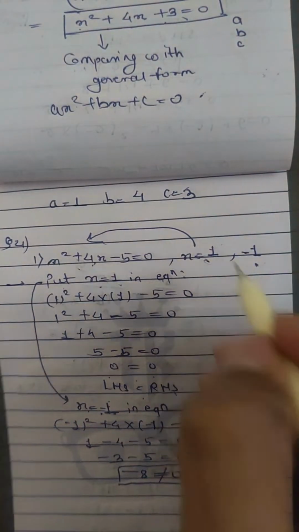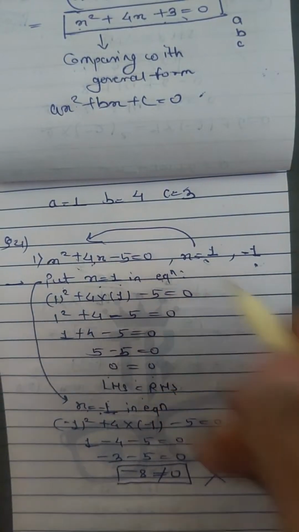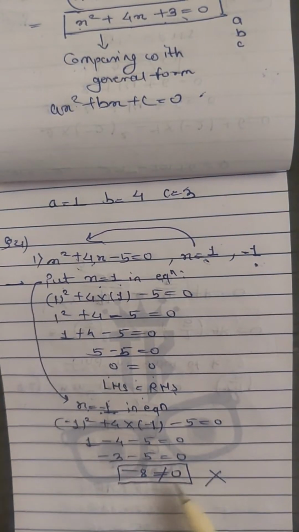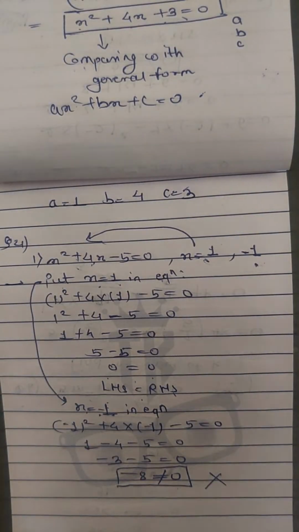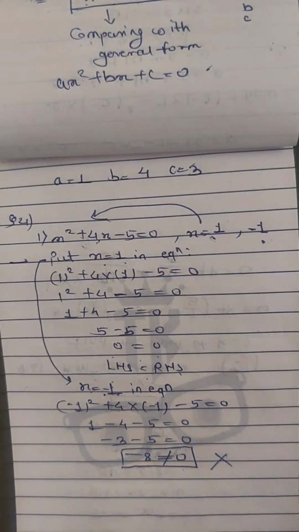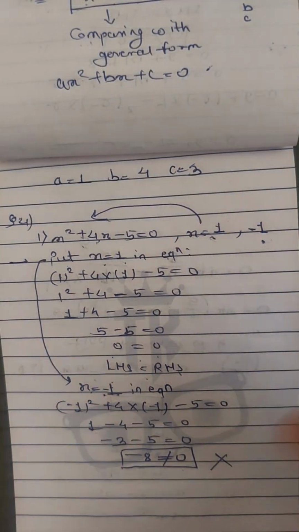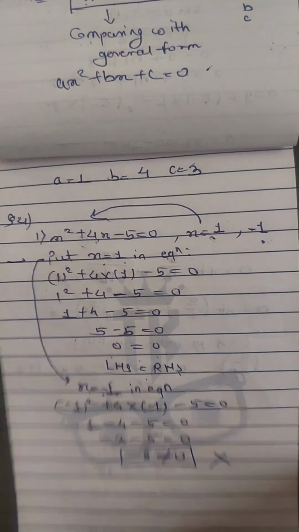And when we put x is equal to -1 in this equation, x square plus 4x minus 5 equals 0, we get that -8 is not equal to 0. That means x is equal to -1 does not satisfy this particular quadratic equation, and it is not the root of this quadratic equation. In a similar way, you can solve question number 2 which is given.